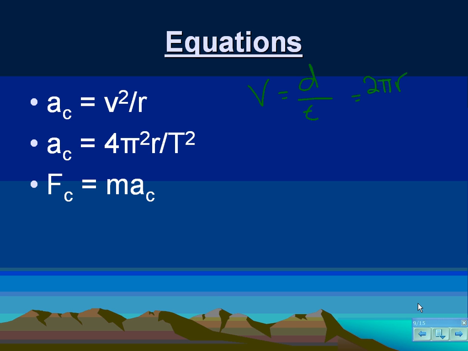The time it takes to go around a circle once has a very special name. We give it a capital T, and it's called the period. The period is the time it takes an object to go around a circle once. This idea of the period is going to come back a lot when we study waves. So for circular motion, I can take the distance, the circumference, divided by the period, and that will give me the velocity of the object. If I take this equation and plug it in over here for v, I will get this equation.